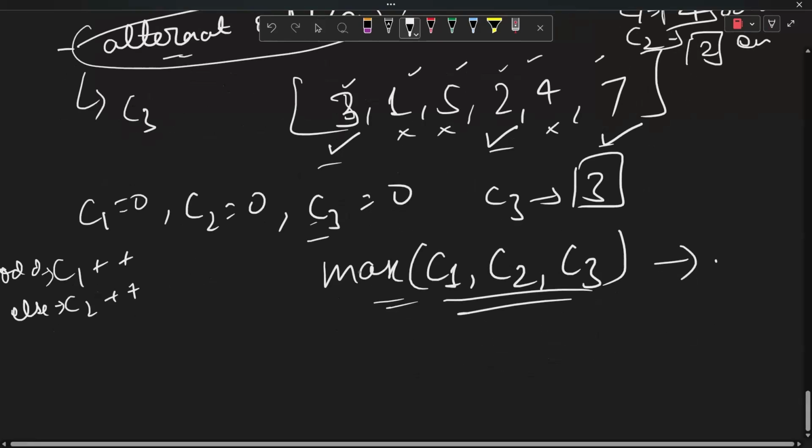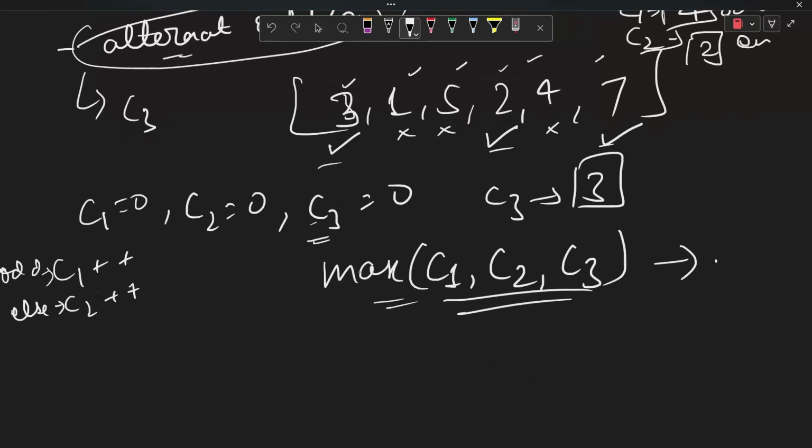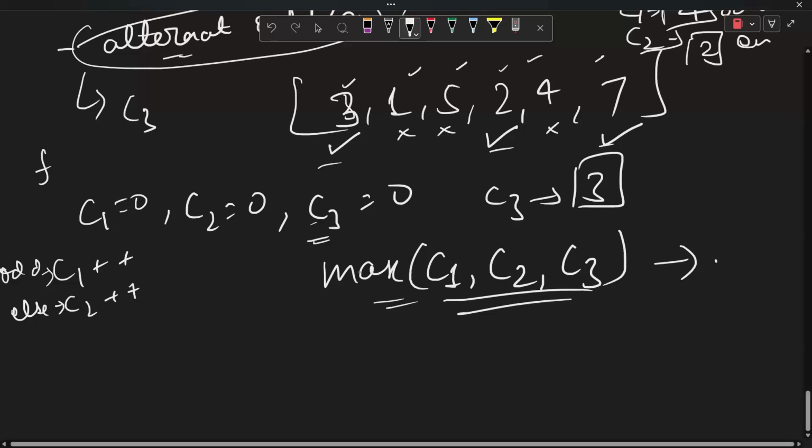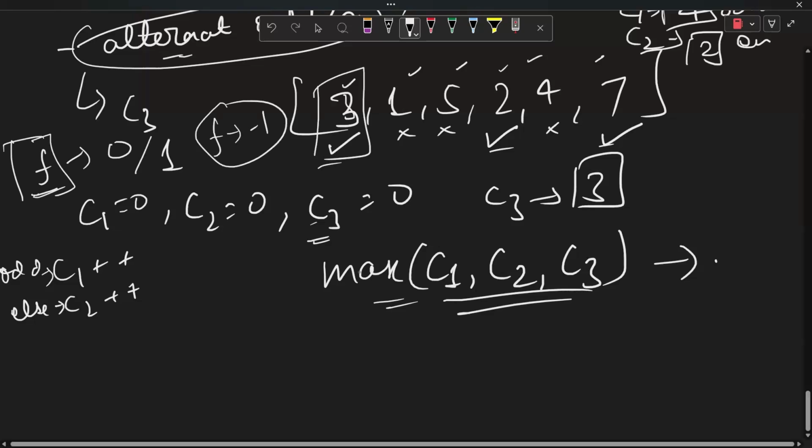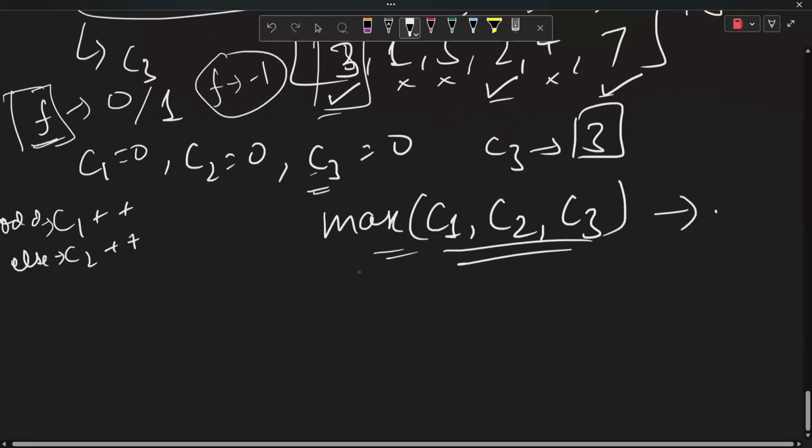Now, for the case of C3, how you are computing: you can just keep a Boolean variable which is going to store the last parity. So you can take an F, which is going to store the parity of the last number you picked. Is it odd? Is it even? Let's say 0 represents an even and 1 represents odd. For the initial first value, you are definitely going to pick that. So you can initialize it with -1, let's say. It represents that no last value is picked. You can pick odd, even, anything.